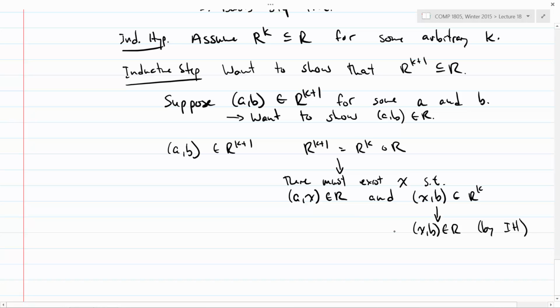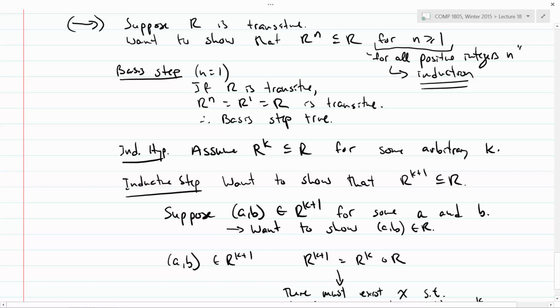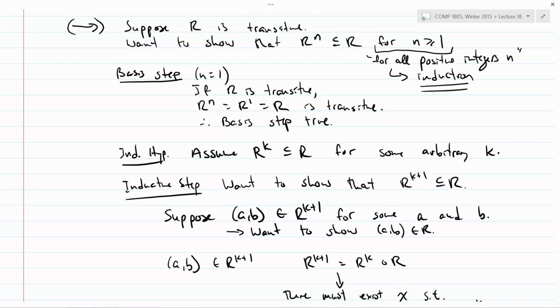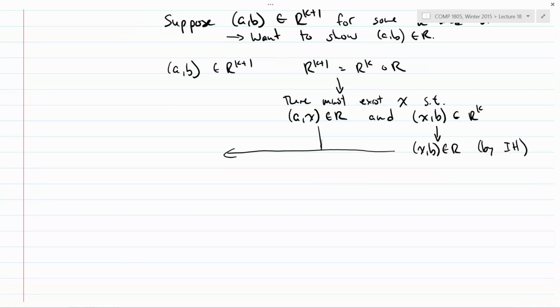So if I combine these two facts, what does that tell me? Okay, how do you know? So maybe we forgot. This whole thing started with assuming that R was transitive. So we know R is transitive, and we know that ax is in R, and we know that xb is in R. Therefore, you're right, AB has to be in R. And this is because R is transitive.